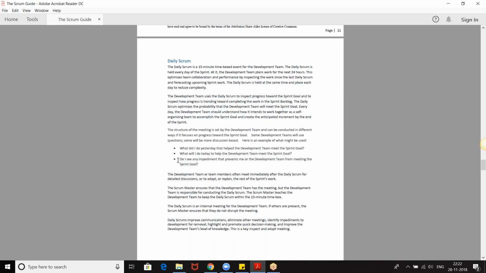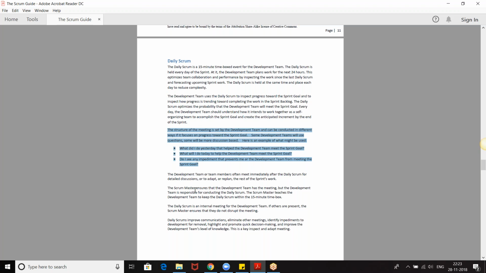So I already told you the structure of the meeting is like this. What did I do yesterday? What will I do today? And do I see any impediments? So the development team or the team members immediately meet. If in case they have some doubts, they will just finish the meeting and ask each person what they have done and how things are and stuff like that. Okay, but if they have some elaborate discussion that they need, they meet after the daily scrum and plan.